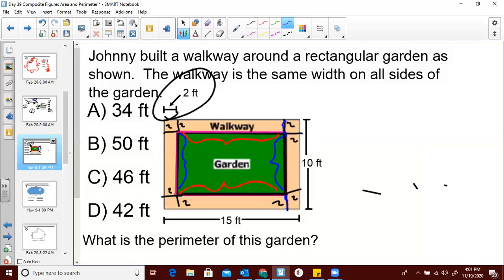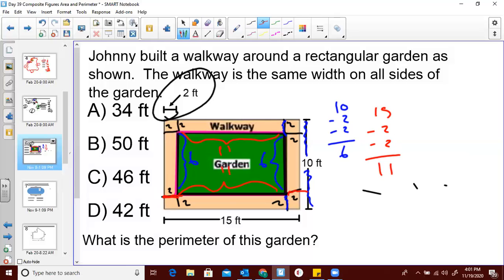But my whole distance is 10. So to find my left and right sides, I want to take 10 minus 2 minus 2. That's going to give me 6. So my left and right are both 6. Similarly, look, I have 2 feet here and 2 feet to the right. So my top and bottom are going to be 15 minus 2 minus 2. Make sure that you minus 2 twice, okay, or you will get the wrong answer. And I'll have 11 and 11.